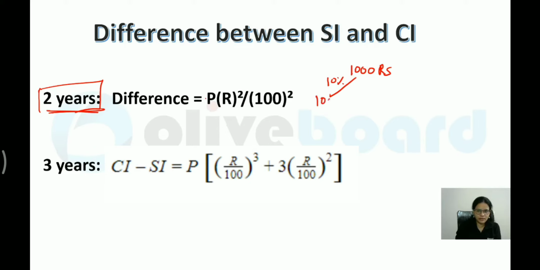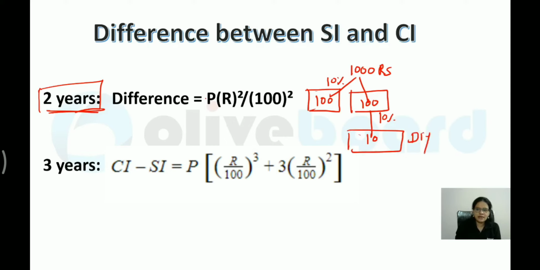10% means this will become 100. Again, this will also become 100. Then we take 10% of this, that is 10 rupees. Right? So when I'm calculating this value over here, you will know that the simple interest is same every year. So this is the simple interest for first year, simple interest for second year. That means whatever value is written over here, this is my difference.